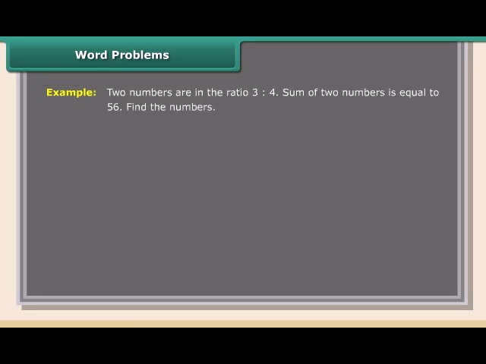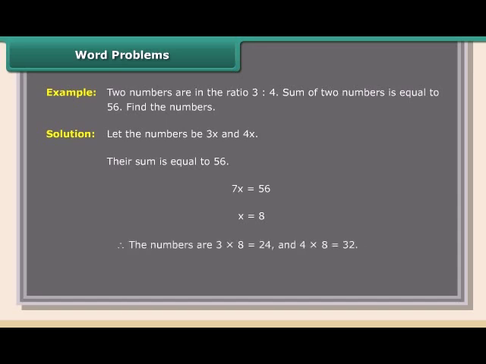Example. Two numbers are in the ratio of 3:4. The sum of the two numbers is equal to 56. Find the numbers. Solution. Let the numbers be 3x and 4x. Their sum is equal to 56. 7x is equal to 56. x is equal to 8. The numbers are 3 into 8 is equal to 24 and 4 into 8 is equal to 32.